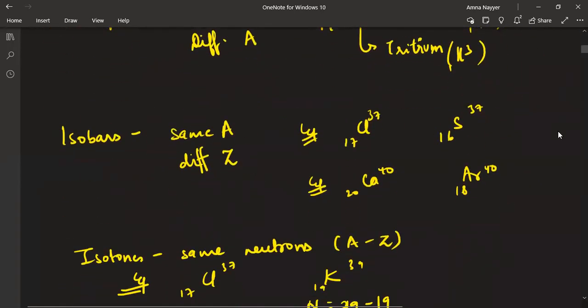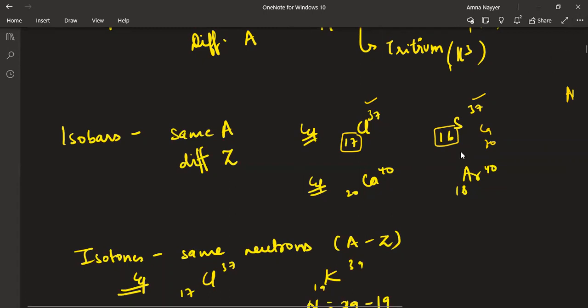Then isobars are the opposite. They have the same value of the mass number, but the atomic number differs. Here you can see the atomic number is different, but the mass number is the same for both. Approximately, if you take chlorine 37, chlorine 35 also exists, but we are talking about chlorine 37. Or the best example is calcium and argon. Argon lies in the last group, 18, and calcium is in the second group, alkaline earth metals, so you have 20 over here. But when you take their masses, that becomes 40 for both. So such elements are called isobars.